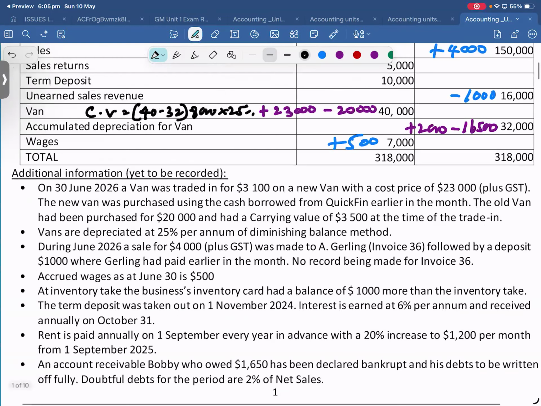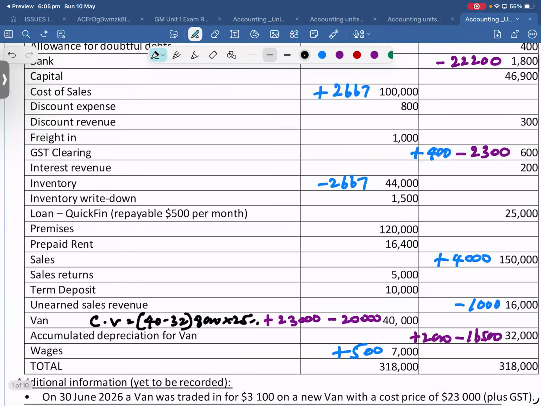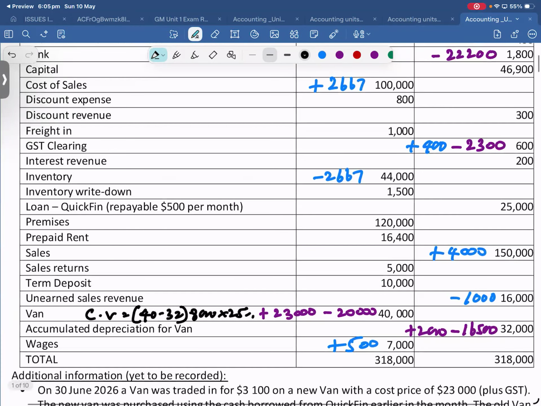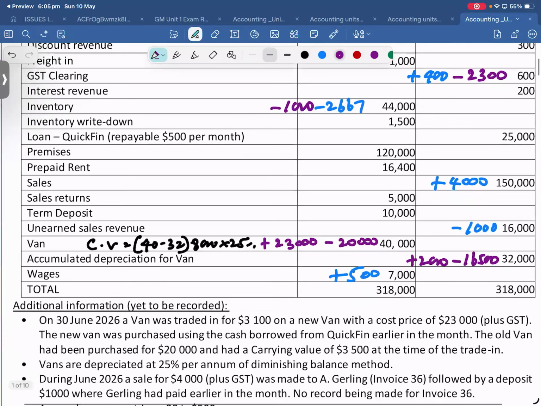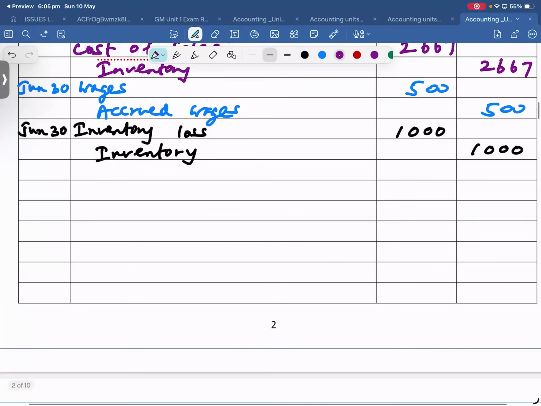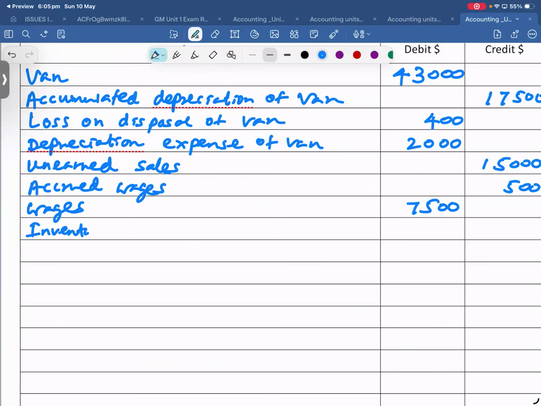Okay, guys, then we can update the inventory. Inventory will be minus 1,000. And then we have inventory loss.